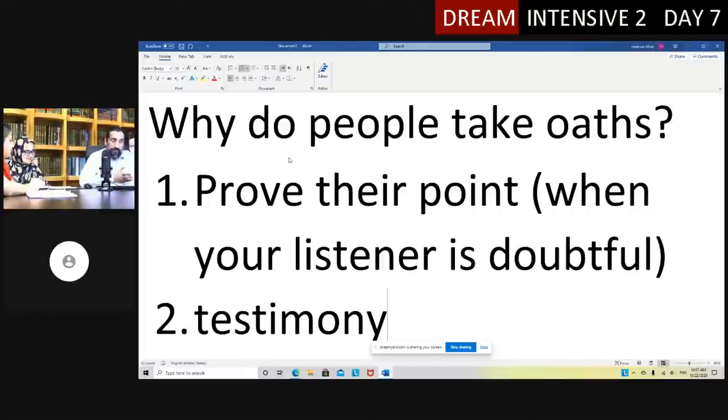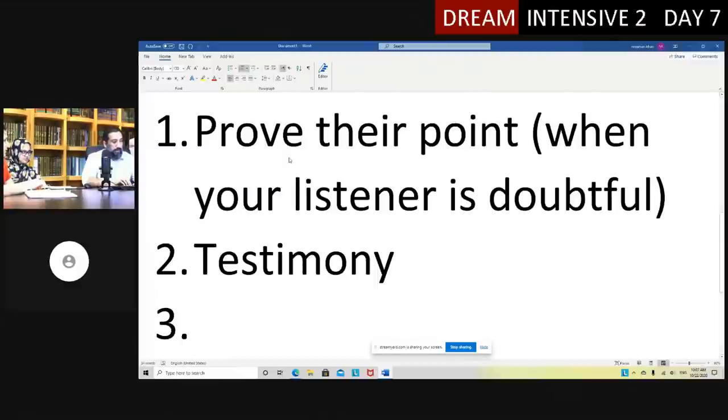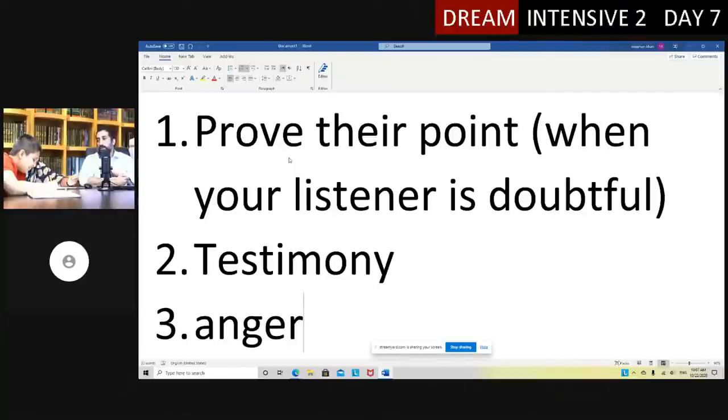Testimony is another reason people take an oath, right? And it's kind of like the same as the first one. You're basically guaranteeing to the listeners that you're not going to lie, right? So that's another reason. Third reason is anger. Maryam is jumping on your back. You say, you better stop. And then you say, I swear, you better stop. Wallahi, you better stop. Now you're using it as a threat. You're speaking out of anger, right?